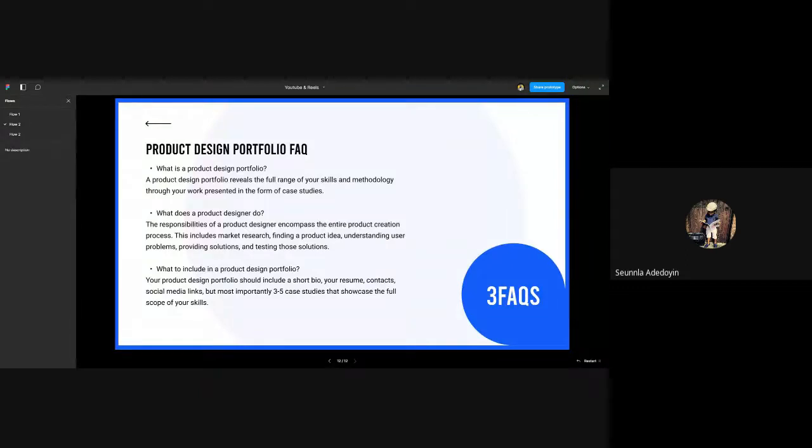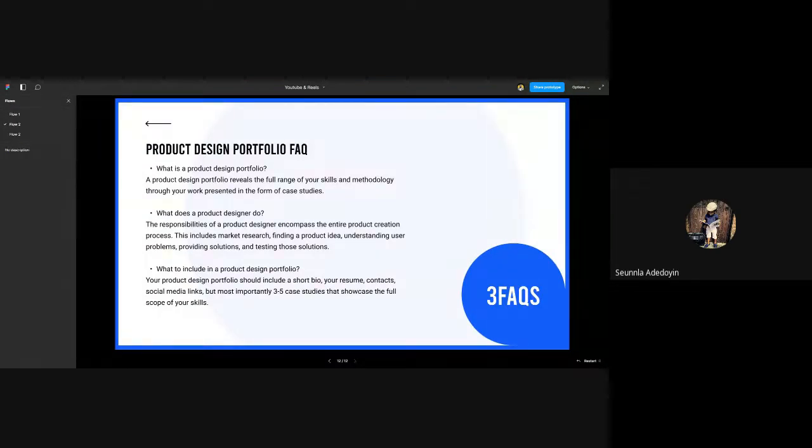Thank you for the meeting. I just have two questions. The first one is, how long should the portfolio be? Should it be extremely lengthy, especially when it comes to case studies, or should it be short? Looking at how recruiters just glance through portfolios nowadays, how long should it be?